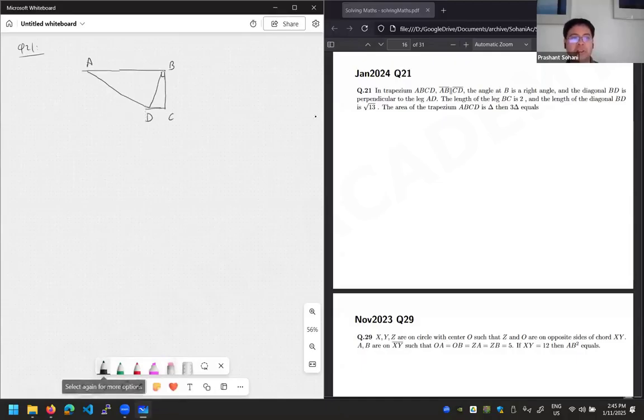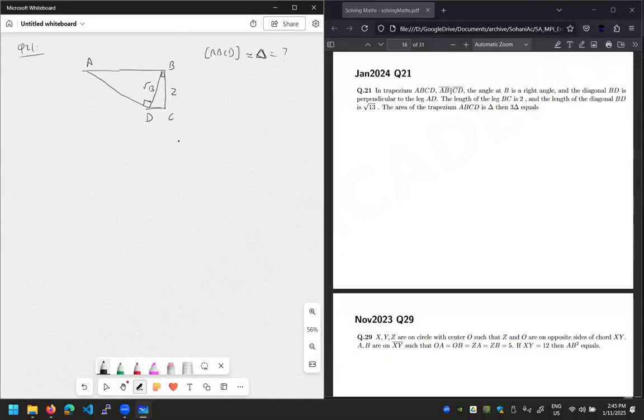And so this was the information that was given. The length of BC is 2. The length of diagonal BD is root 13. Apparently just two lengths are given, but from that we are supposed to find the area of the trapezium. Can somebody tell me how to proceed in a question like this? Sir, in the first triangle, we can use Pythagoras theorem to calculate the DC side.